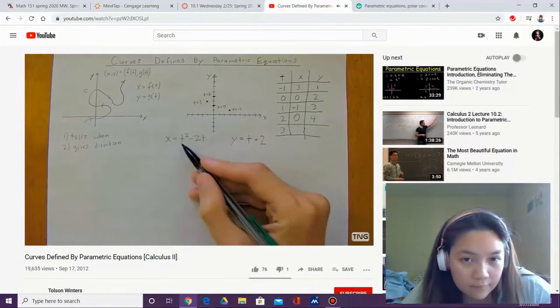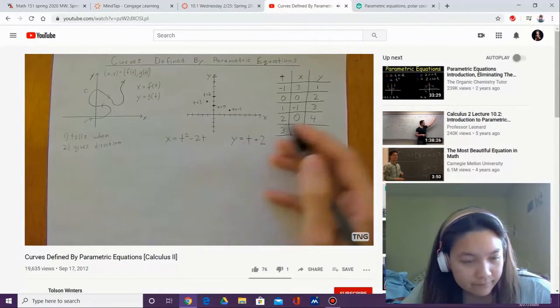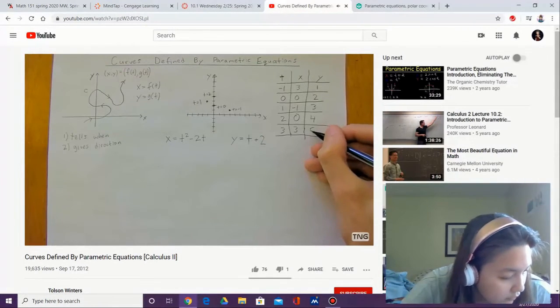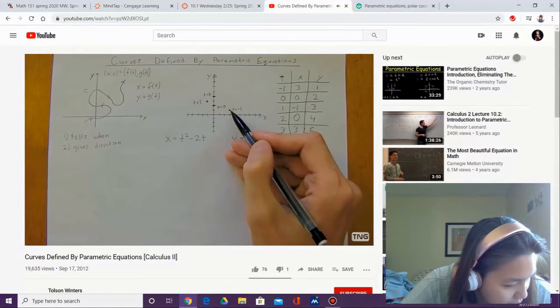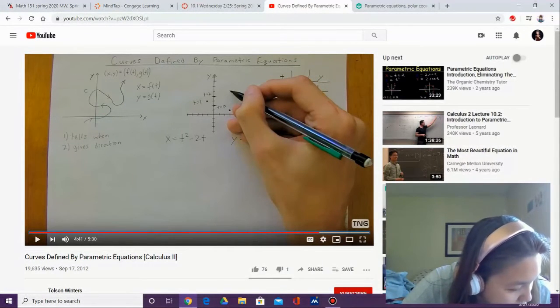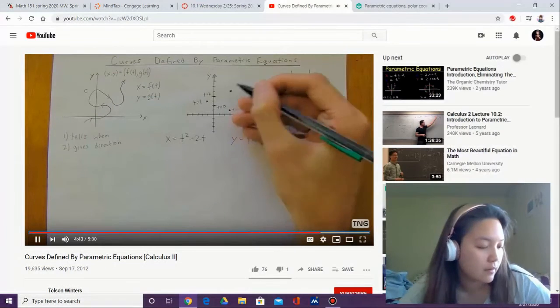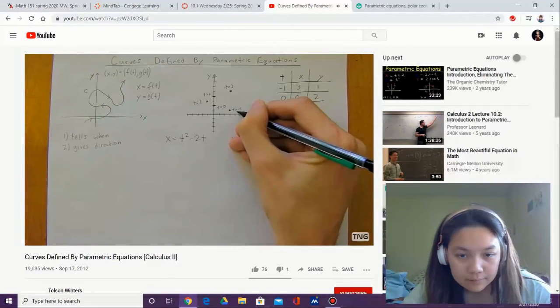So 3 squared is 9, minus 2 times 3, that's 6. So 9 minus 6, x is 3. Plus 2, y is 5. So x is 3, and y is 1, 2, 3, 4, 5. There you go. So t equals 3 is somewhere up here. So we've now got our curve, and we can start filling it in.